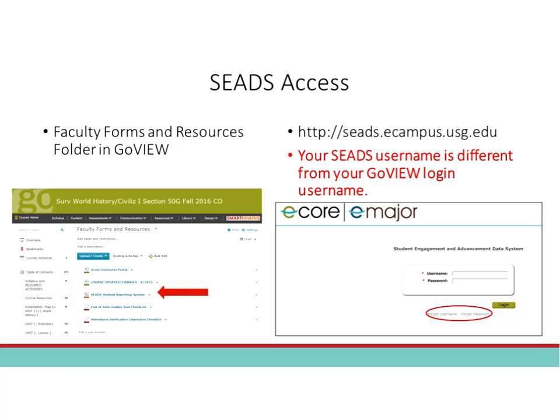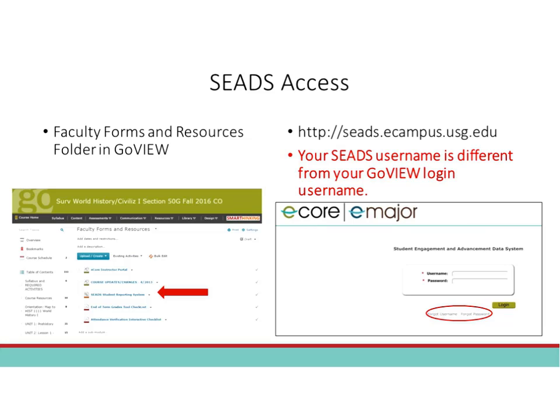And so when it's time for you to use SEADS, to access it, you can go inside of your course. If you look in the content, there's the Faculty Forms and Resources folder, typically the last one in that content area, and there's a link to SEADS in there. That will take you to the login page. You can bookmark that login page, or you can just type in the URL.